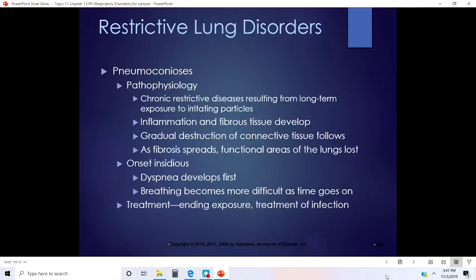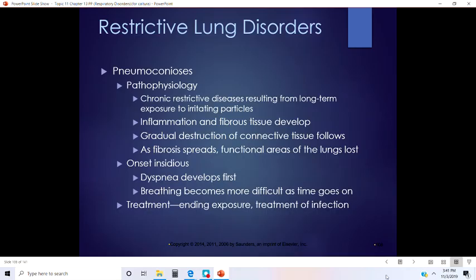So we'll take a look at the pathophysiology, but we'll look at it from the perspective of not the chest wall abnormalities. That's covered in the musculoskeletal system disorders. We'll take a look at it in the context of occupational. Okay, so when it's from occupational, it's a chronic restrictive disease resulting from a long-term exposure to different irritants. Those irritants result in inflammation and eventually fibrous tissue developing within the lung.